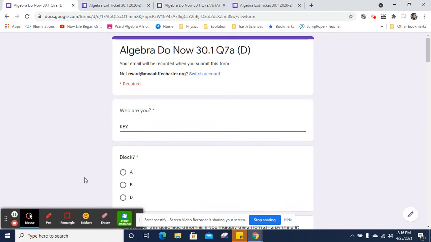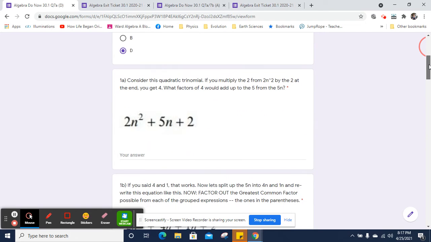This is Mr. Warden. This is the Algebra Do Now 30.1 Do Now key. So we're going to do a key, and that's week 30, day number 1. And you'll notice here, quadratic 7a is a theme for today. So let's take a look at these.